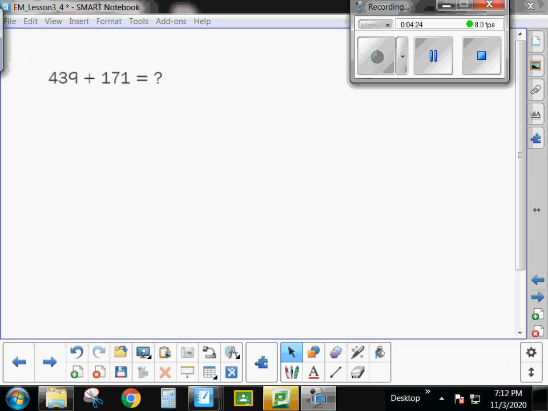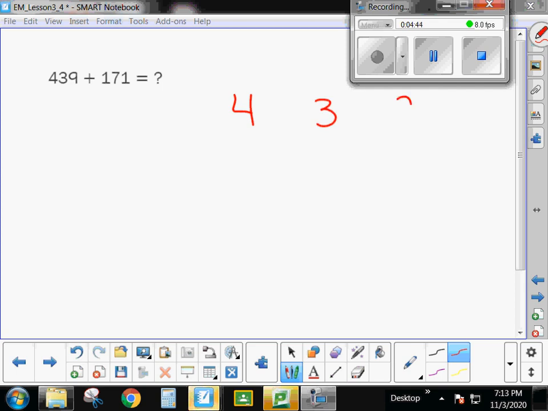Let's look at this next problem. 439 plus 171. All right, so let's rewrite this number. We're going to write it vertically, and remember, we're really going to spread those numbers out. So when you write it on your paper or on your whiteboard, you're going to write 439 plus 171.